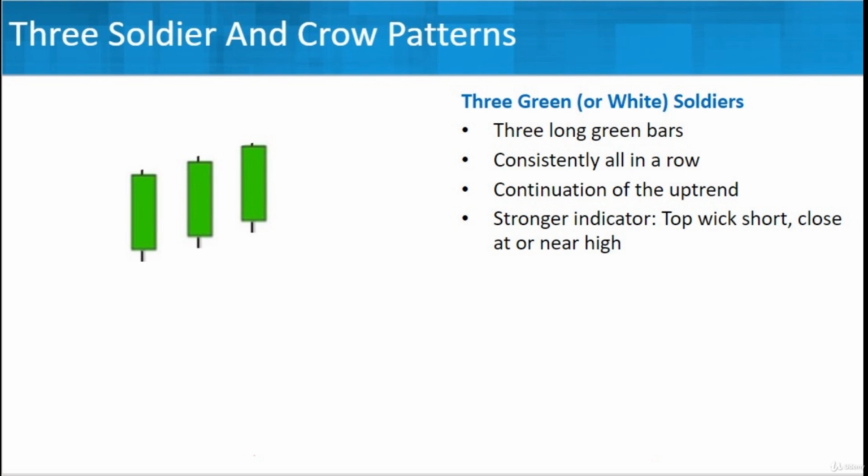What you're looking for is longer green bars and consistency, very orderly. It looks like they're marching in formation, or at least marching upwards in formation. And that's a continuation of the uptrend. That's the indicator you're looking at. The indicator is stronger if the top wick, the upper shadow, is short, showing the close is at or near a high. We don't have real long wicks showing that we went up real high but then came way back down. It's just a nice orderly pattern, like little soldiers going forward.